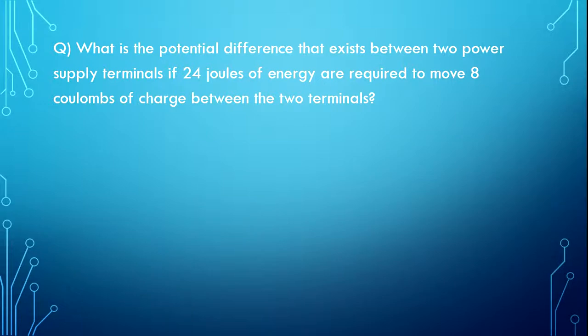Let's solve a short example. What is the potential difference that exists between two power supply terminals if 24 joules of energy are required to move 8 coulombs of charge between the two terminals? So let's say we need 24 joules to move 8 coulombs of charge from the negative terminal to the positive terminal. Using the equation we stated previously, we substitute work to be 24 joules and coulombs to be 8 coulombs to get 3 volts.